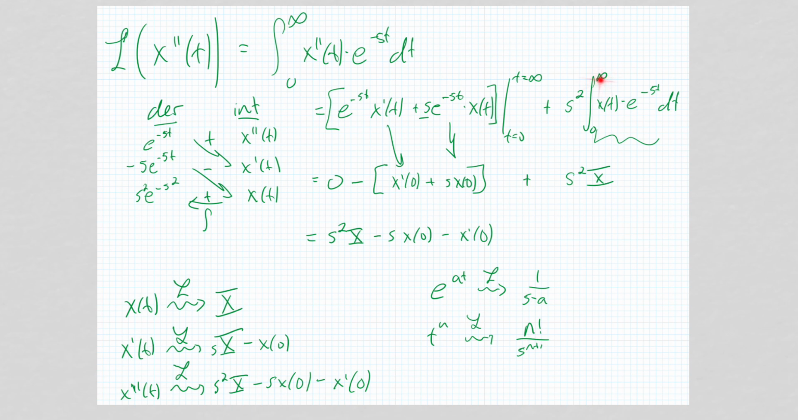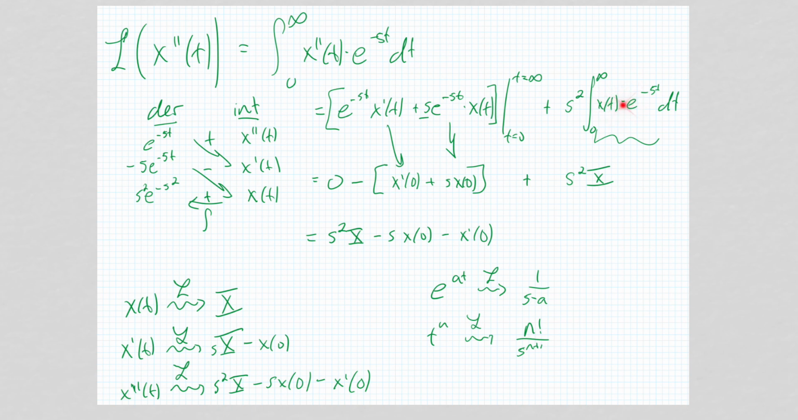I plug in infinity to this thing, and I get e to the negative infinity, which decays away. And then I plug in 0, and I get x of 0 times e to the 0, which gives me just a 1 right here, and an x of 0 with an s squared. Oh, I'm sorry. Did that wrong. I'm not plugging in infinities. Bam. This is my mistake, and I can't backtrack 10 seconds.